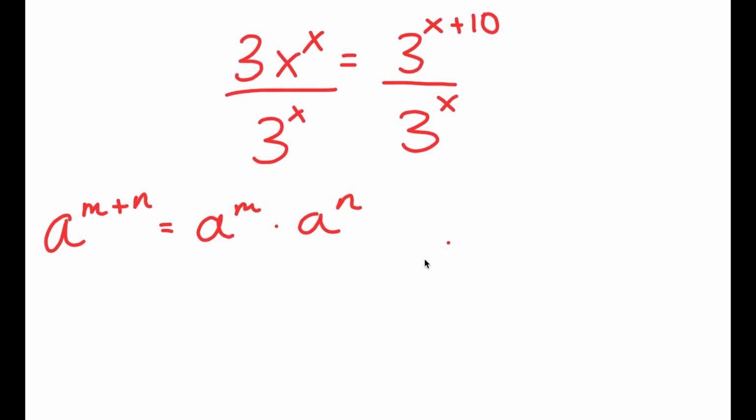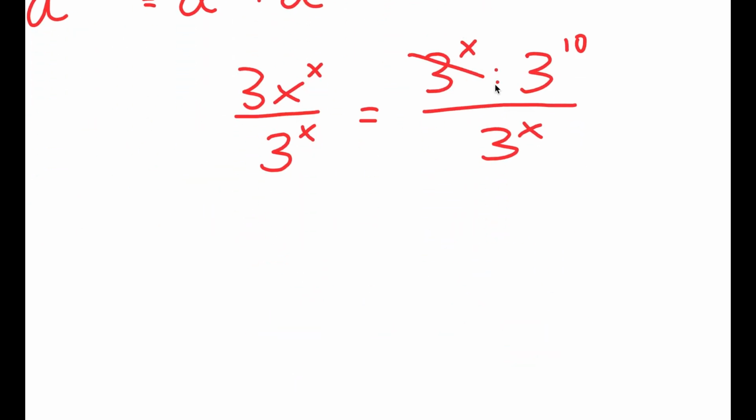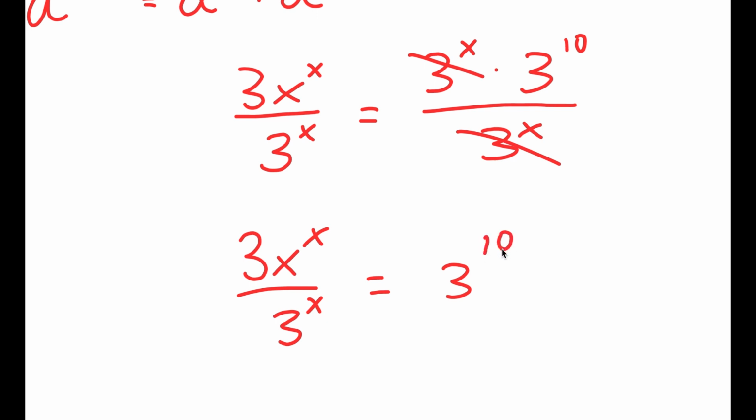So 3 to the power of x plus 10, that's going to turn into 3 to the power of x times 3 to the power of 10. Now I have this over 3 to the power of x. So now these two cancel out. So now I get x to the power of x over 3 to the power of x is equal to 3 to the power of 10.